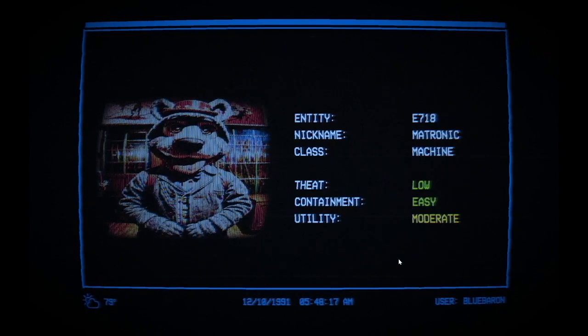Entity E718. Nickname, Matronic. Class, Machine. Threat, Low. Containment, Easy. Utility, Moderate.